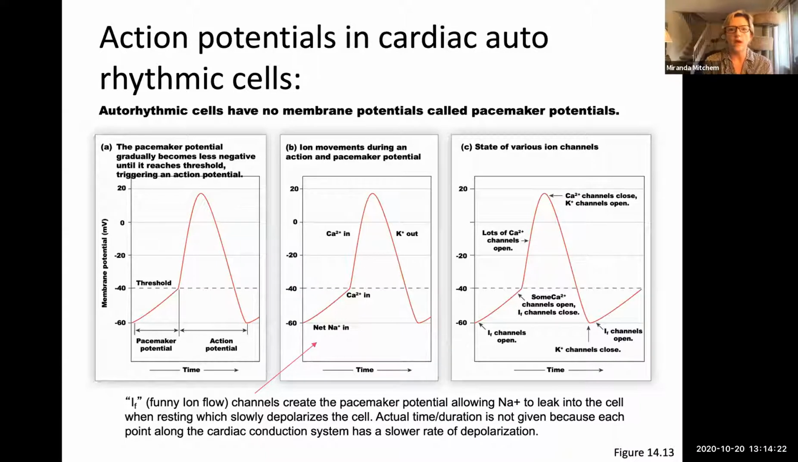So for our autorhythmic cells, we call it a pacemaker potential rather than a membrane potential. That's not really important to me. I'm okay with you calling it a membrane potential, but I want you to understand what's happening here. These funny channels are really important in it, leading to the depolarization.